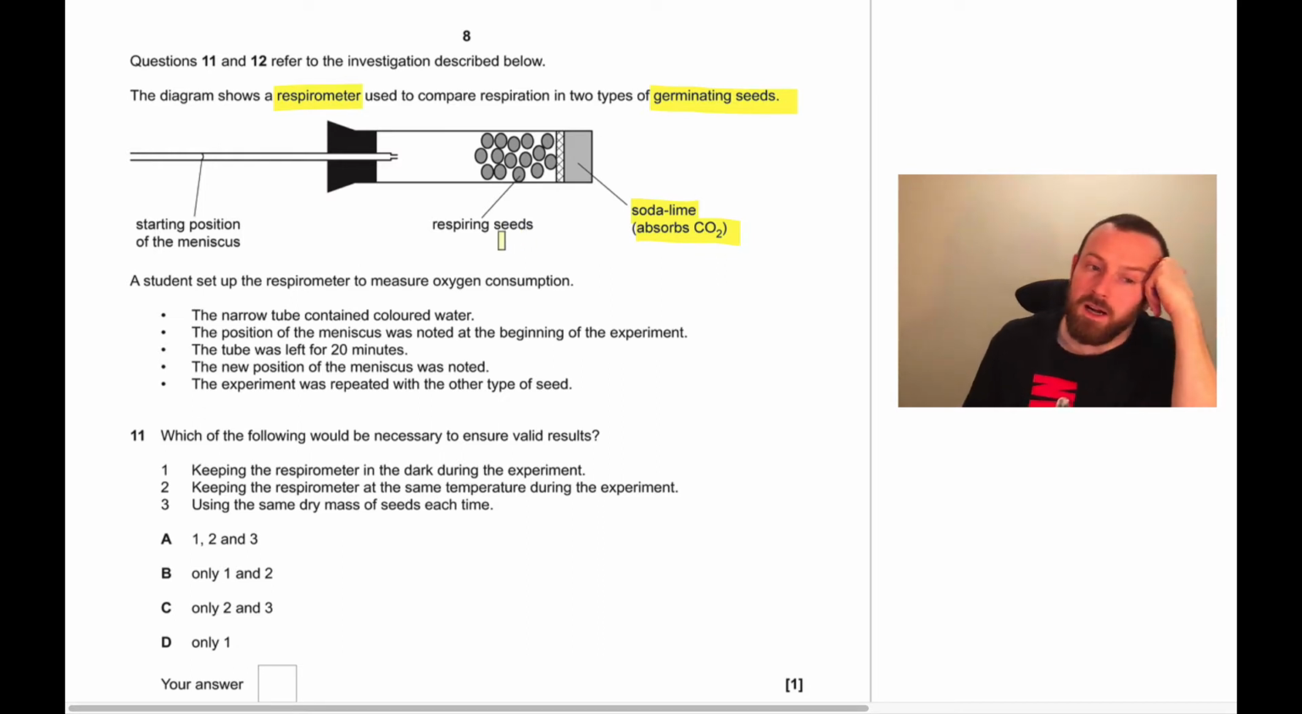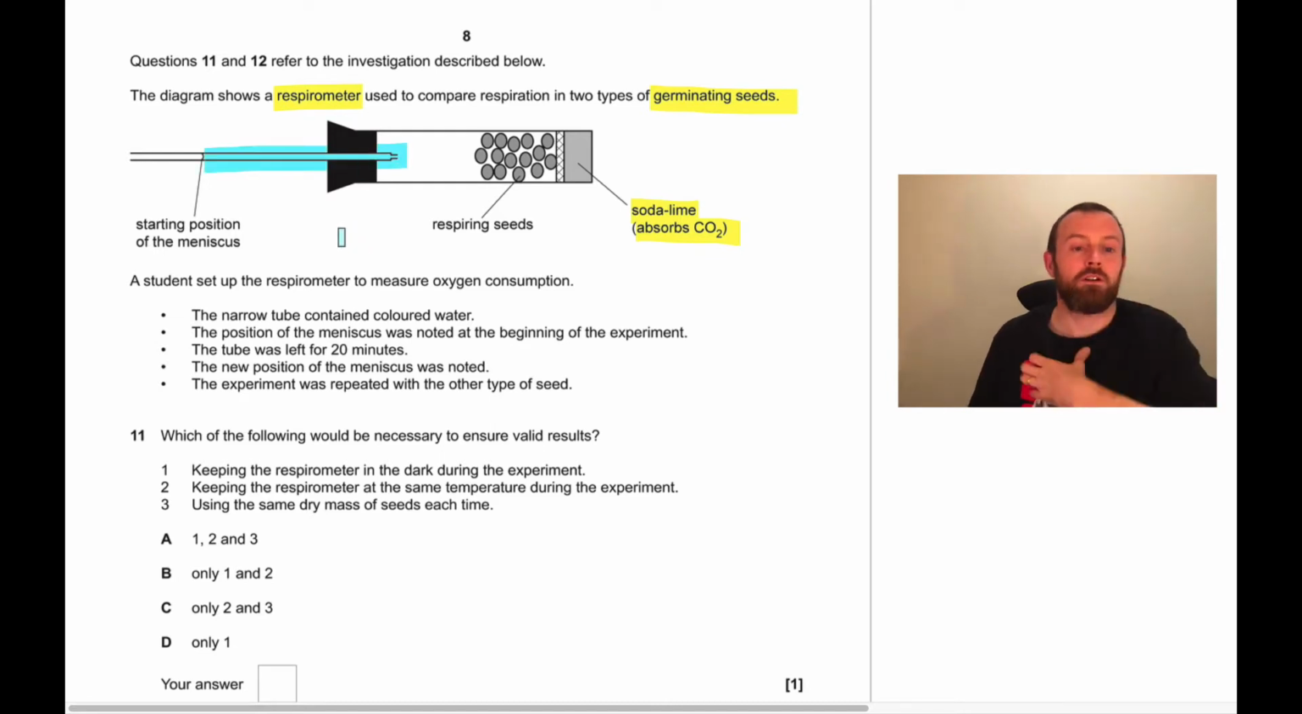The starting position of the meniscus is here, so all this tube is filled with water up to there. The narrow tube contained coloured water. I've coloured it in to make it more visible. The position of the meniscus was noted at the beginning of the experiment. The tube was left for 20 minutes. The new position of the meniscus was noted, and this was repeated with another type of seed. So what we would expect is that the meniscus would travel this way, and we would see how far it moved in 20 minutes.